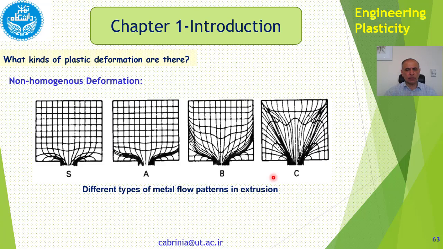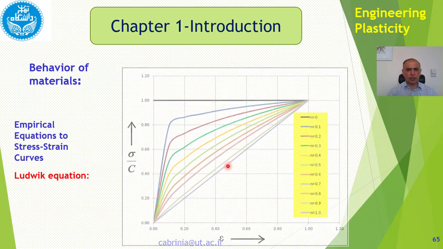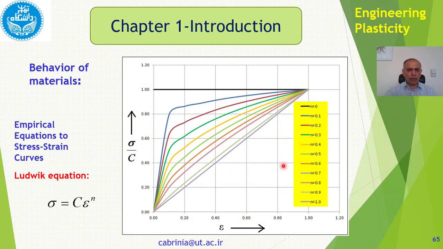I have some more examples, for instance, for the extrusion as well. Different patterns depending on the material and the die and everything, the condition of deformation. We could have different patterns of deformation. All of these are non-homogeneous, as you can see. You see these rectangles here, they have changed quite appreciably, especially in here, and they have been distorted completely. So this is called non-homogeneous deformation.